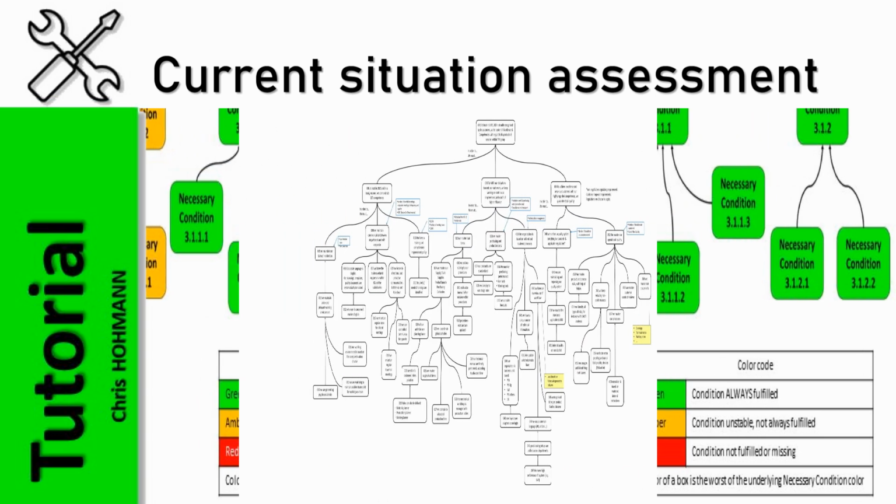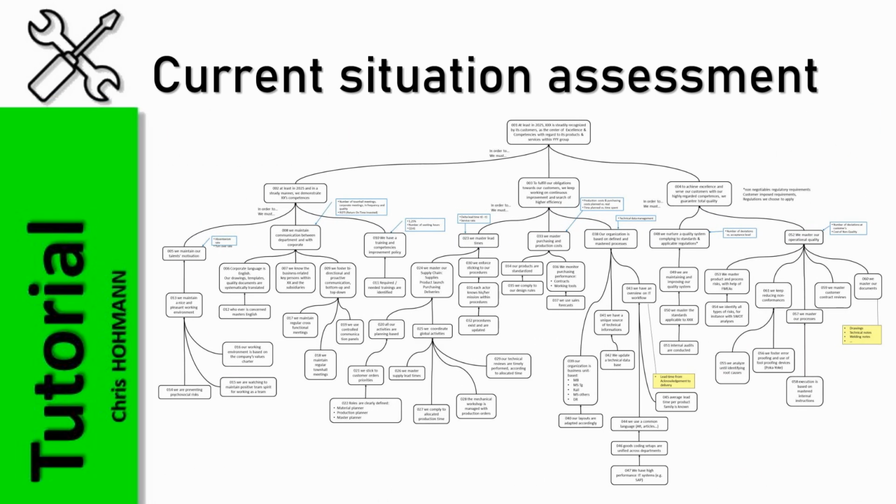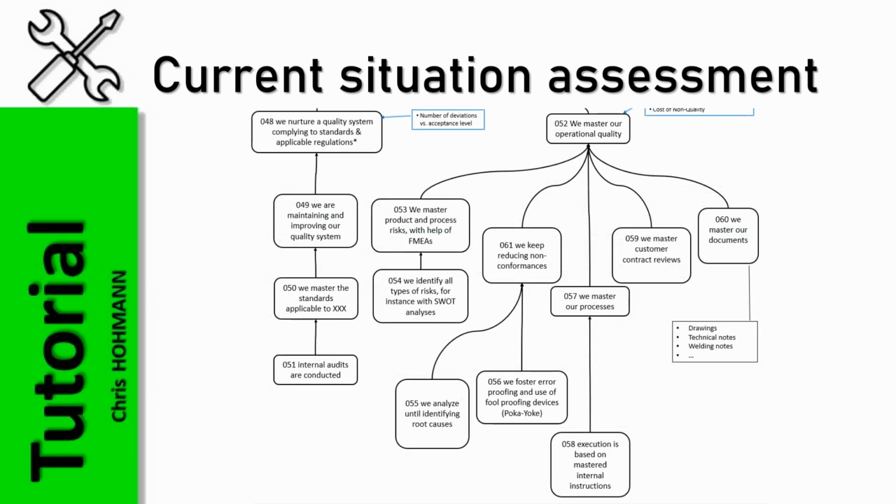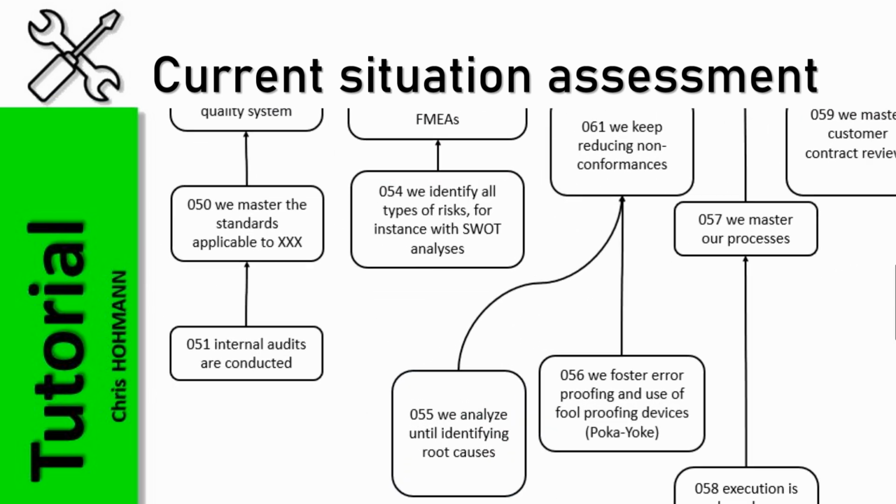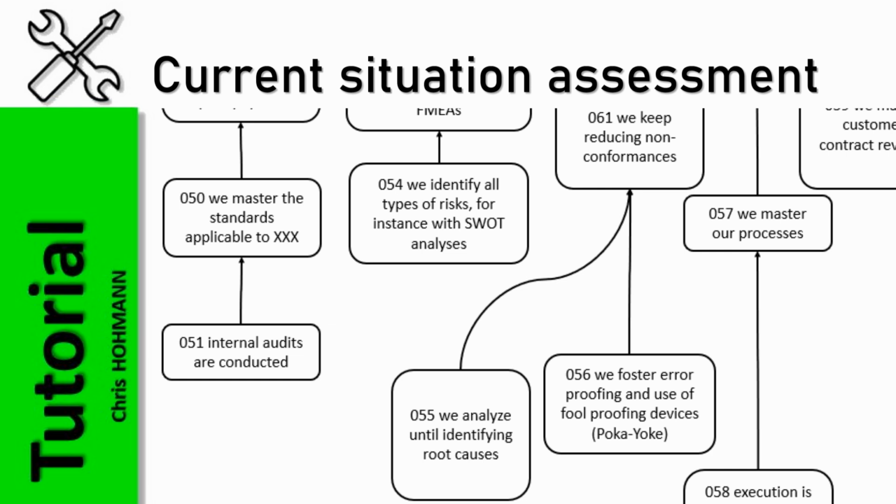In order to assess the current situation and color the tree, start from the bottom and with the assessors, read each entity aloud. For instance, entity 55 states we analyze the problems until identifying the root causes. At the moment of this assessment, this statement is not always true. The root cause analysis process is mainly used for important problems and not systematically. The entity therefore turns amber.